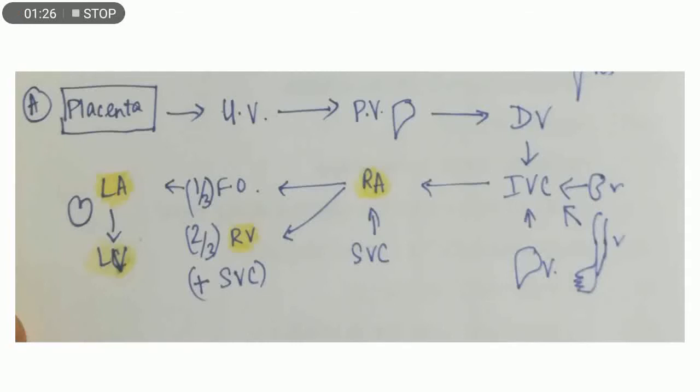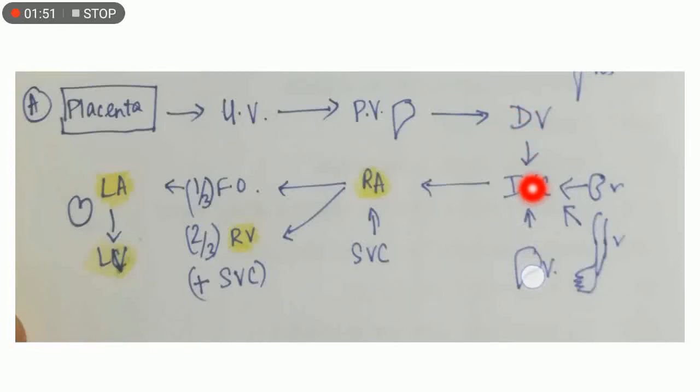First is the placenta, which is the site of oxygen transfer. The oxygen-rich blood from the placenta reaches the umbilical vein. Through the umbilical vein, it enters the portal vein. From the portal vein, there is a bypass from the portal circulation to the systemic circulation through what is called the ductus venosus. Through that, it enters the inferior vena cava.